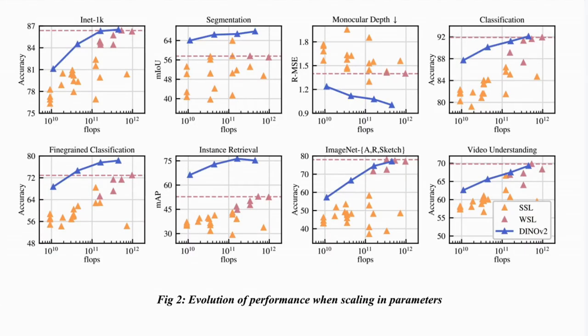This figure shows how DINOv2 scales across 8 vision tasks as model size increases. The blue line represents DINOv2, clearly outperforming previous self-supervised models, orange, and even matching or surpassing weakly supervised models, pink, on most benchmarks. Notably, it achieves strong results in fine-grained tasks like segmentation, instance retrieval, and video understanding, despite using no labels or captions. This highlights DINOv2's ability to deliver robust, general purpose features at scale.